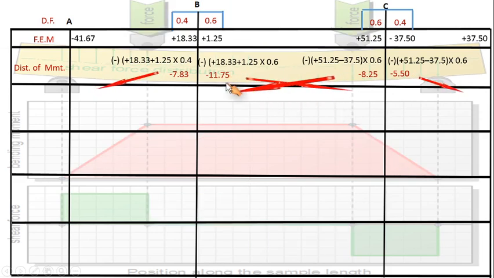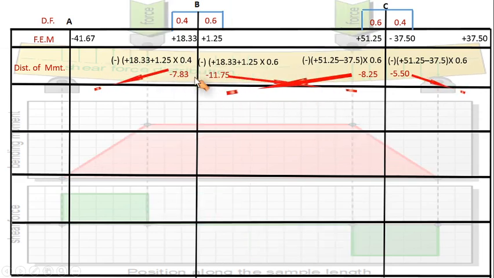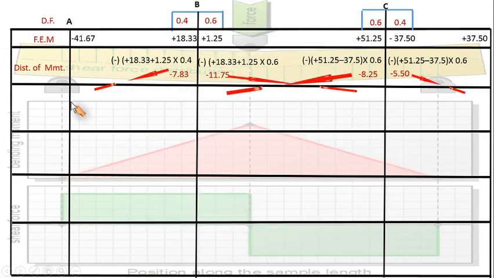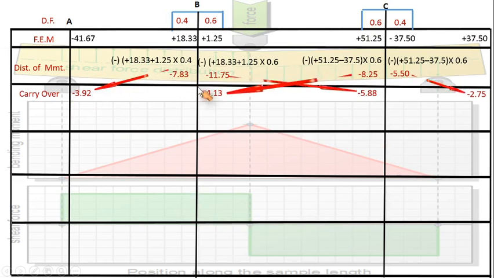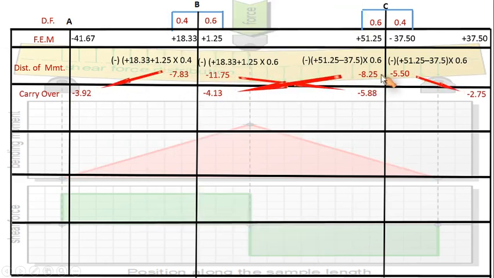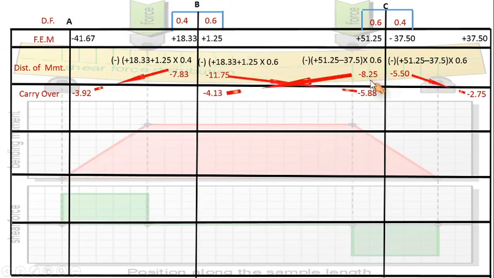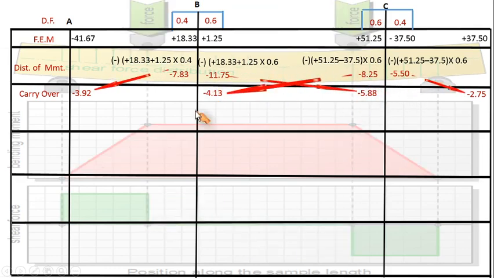So this is what we have right now. Here the unbalanced moment has been found out, and that has been carried over on the far end, and those values are half of this, half of this is given here, half of this is given here. So always whatever distributed moment we have, half of it is to be transferred on the far end. So this is what we have done in the first iteration.